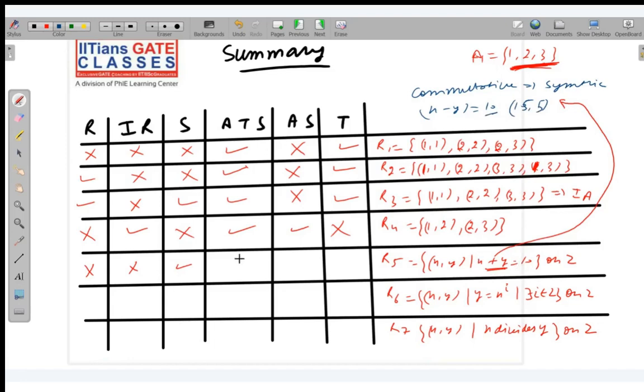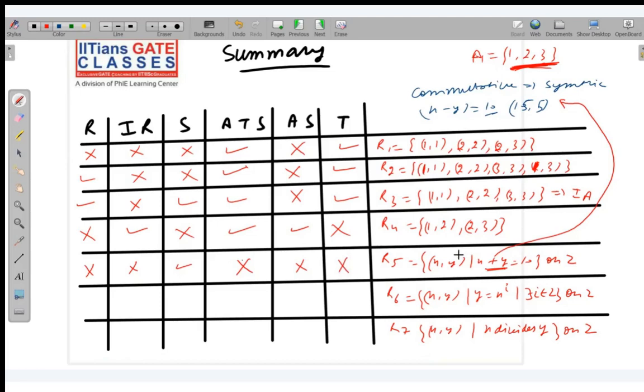And what about antisymmetric? No. Why is it not antisymmetric? 2 8 will be there, 8 2 will be there, and 2 and 8 are not the same. So it is not antisymmetric. Let me use red color. Okay, what about asymmetric? No. Why? Because for asymmetric we want irreflexive as well as antisymmetric, but neither is there. So obviously it is not asymmetric. Transitive: we have just found it out. x plus y is equal to 10 was not transitive. We have just done it.